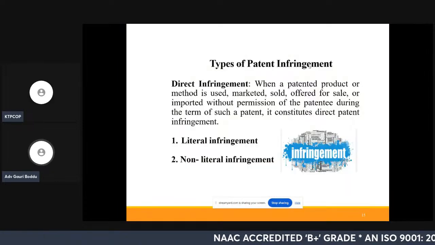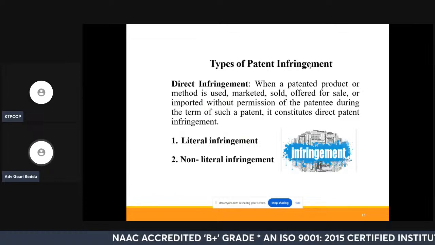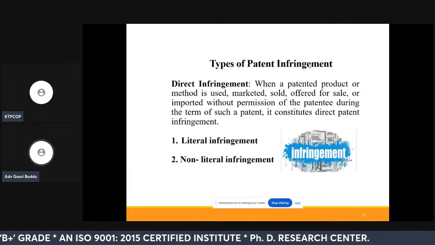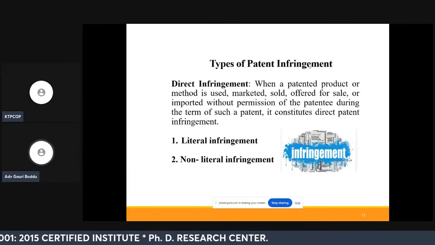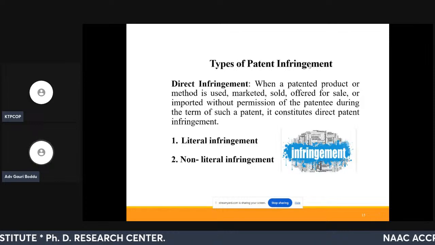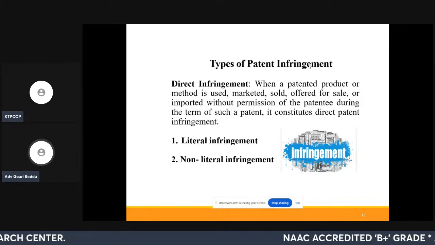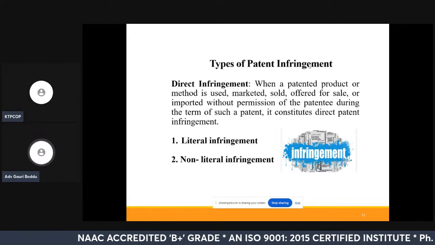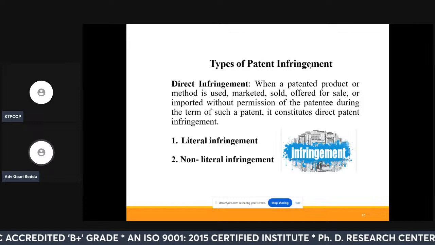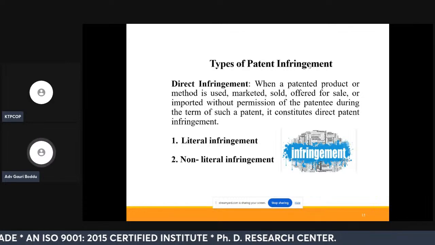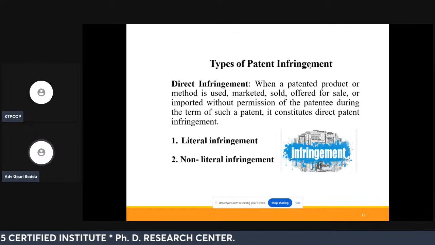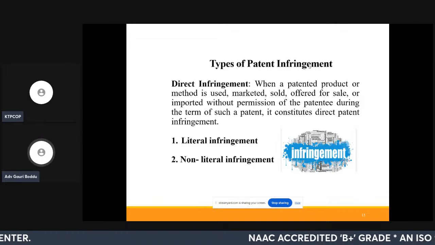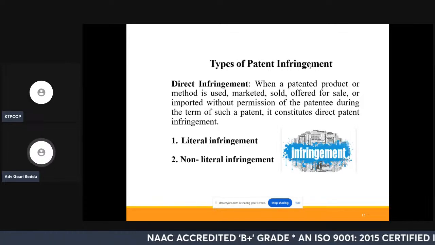So now there are the types of patent infringement. So these are the types, starting with direct infringement. We will look into the examples on the slides. Now let's see what is direct infringement. When a patented product or method is used, marketed, sold, offered for sale, or imported without permission of the patentee during the term of such a patent, it constitutes direct patent infringement, where he directly uses it, directly markets it, or sells it, or offers it for sale. That is direct infringement.